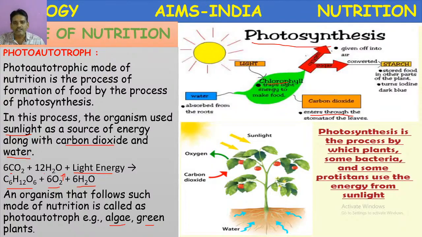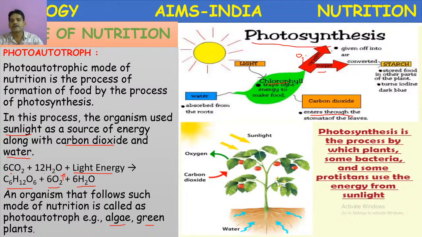So in this chloroplast region, all the raw materials are available. What are the raw materials? Photosynthesis takes place in the presence of sunlight. Water and carbon dioxide undergo a photochemical reaction in the chloroplast of green plants, which gives rise to sugar. Sugar is the product of photosynthesis. Along with that, during this process, oxygen is also released or given off into the air.